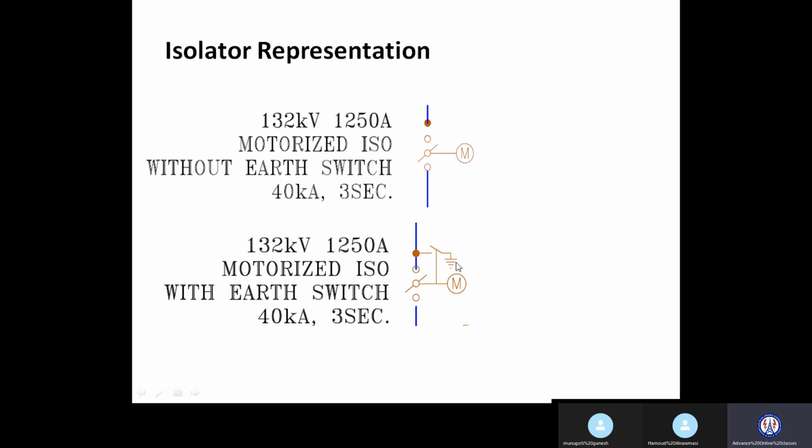So Hamid and Ganesh, do you understand the isolator representation, or is there any doubt? No doubt, sir.